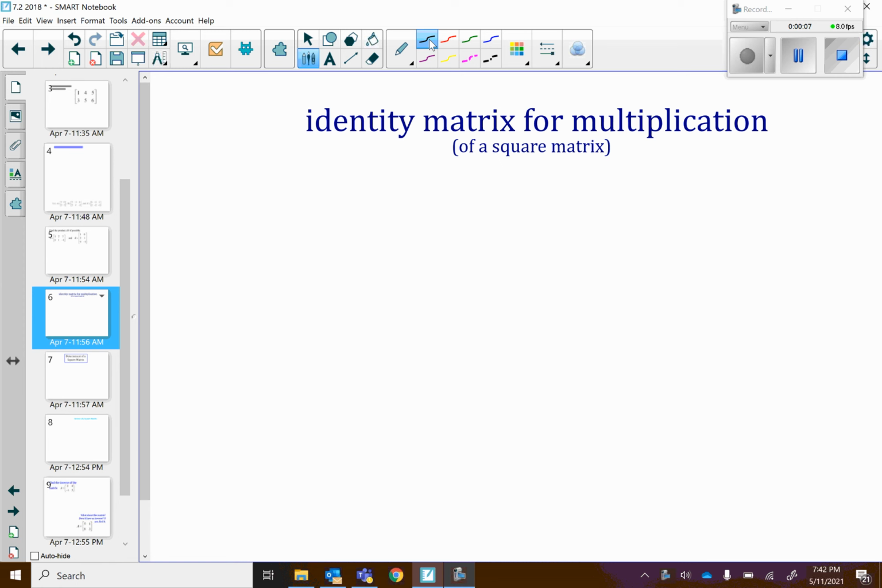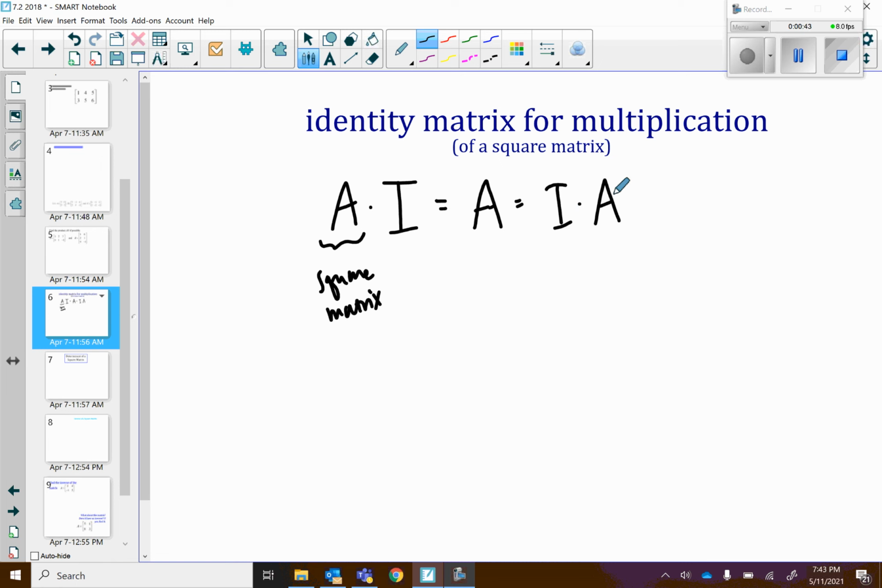Let's talk about the identity matrix for multiplication. The word identity hopefully means yourself, right? If you think about your identity, it's who you are. So if we take the identity matrix and multiply it by any matrix, we'll get back that same thing. Let's say A is any matrix, a square matrix. If I multiply A by I, the identity matrix, I get back A. And that's the same as if I take the identity matrix and multiply it by matrix A on the other side.